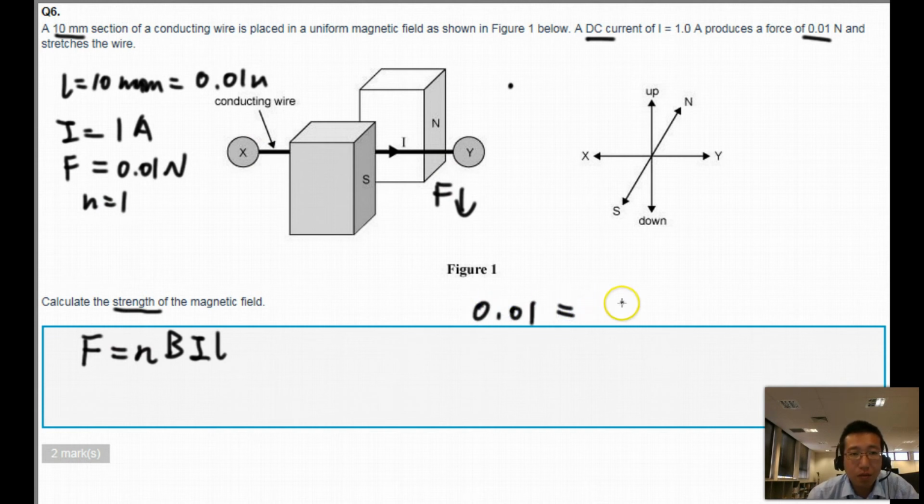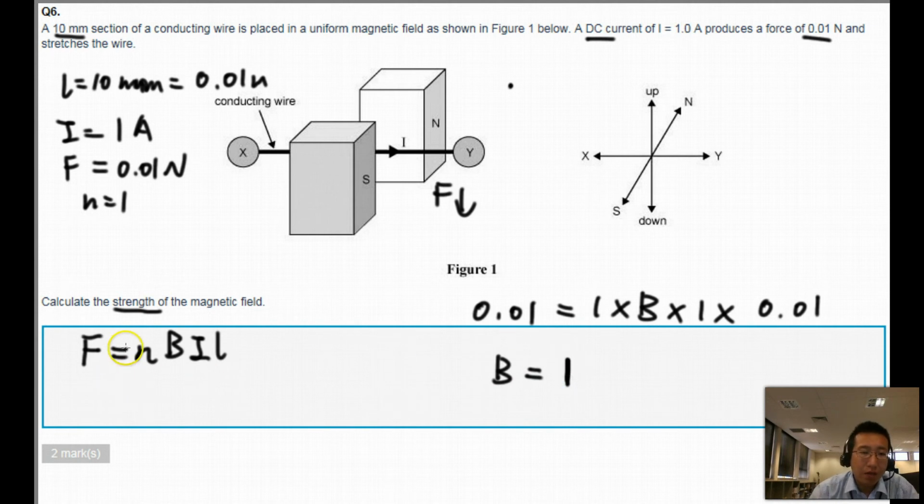0.01 equals 1 times B times 1 times 0.01. My answer is 1. If you're confused, of course the unit is Tesla, 1 T. Just done. Now, write this equation in your summary notes, in your cheat sheet. You're going to need it a lot.